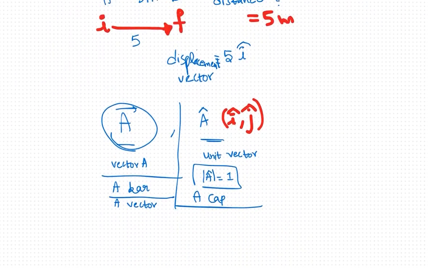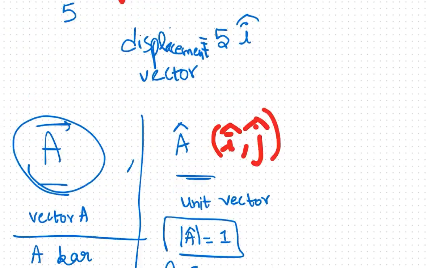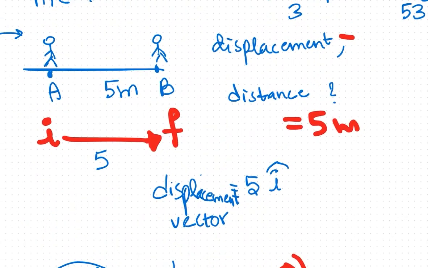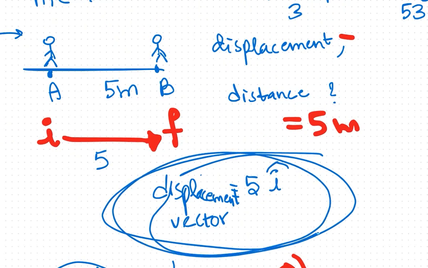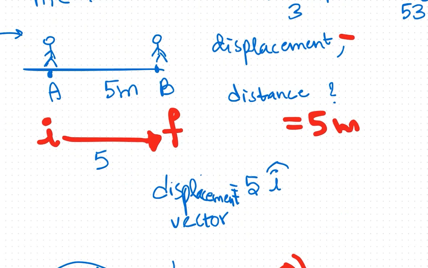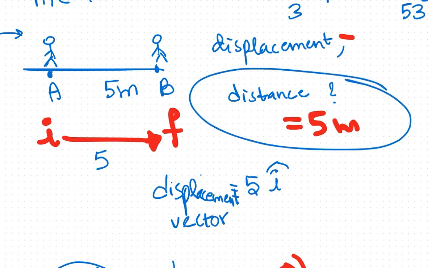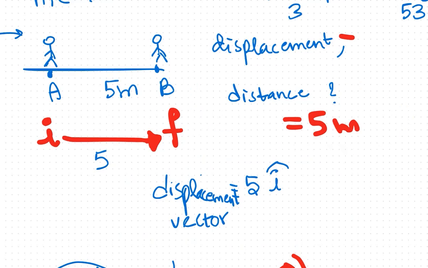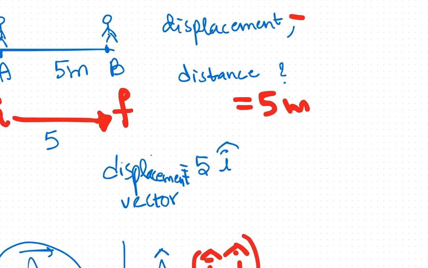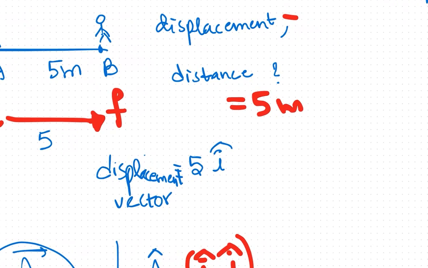Okay, the main point was you're comparing displacement and distance. So in this case, how much was the displacement value? Magnitude is how much? 5. What about the distance? 5. Is distance greater or less than displacement now? They are the same.